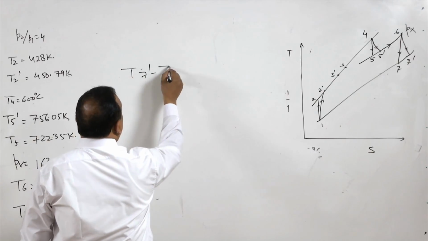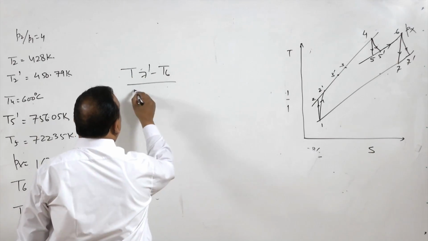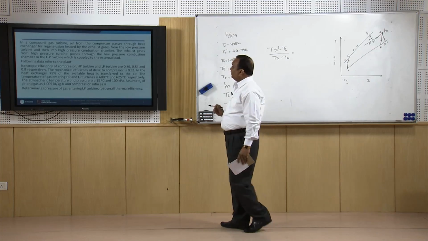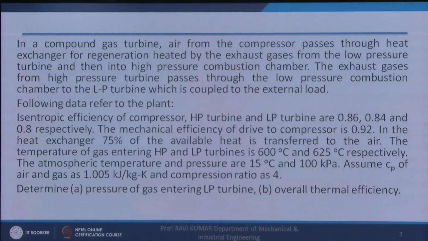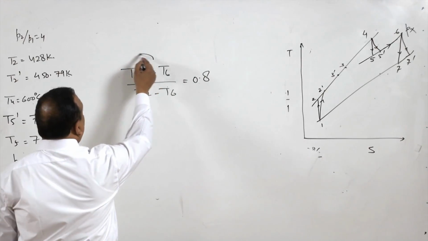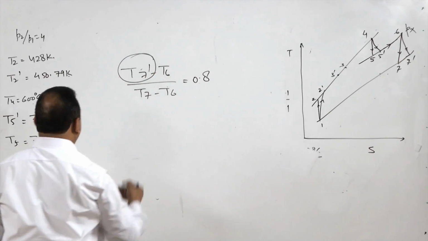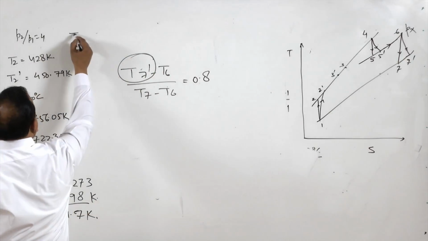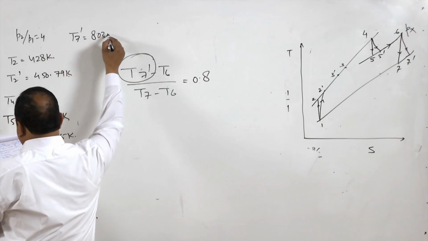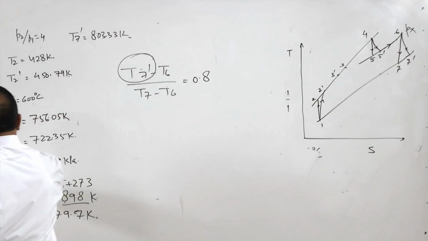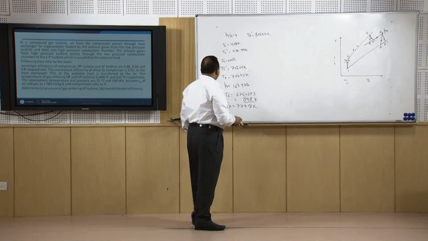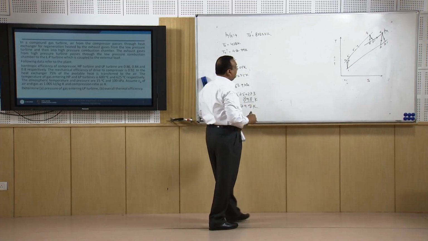Once we have the value of T7, we can easily calculate the value of T7 dash. T7 dash minus T6 divided by T7 minus T6 is equal to isentropic efficiency of low pressure turbine, that is 0.8. Now, from here we will get the value of T7 dash because other values are known. So, T7 dash is coming 803.33 Kelvin. Now, we have temperatures at all salient points, and we can calculate the energy interaction.